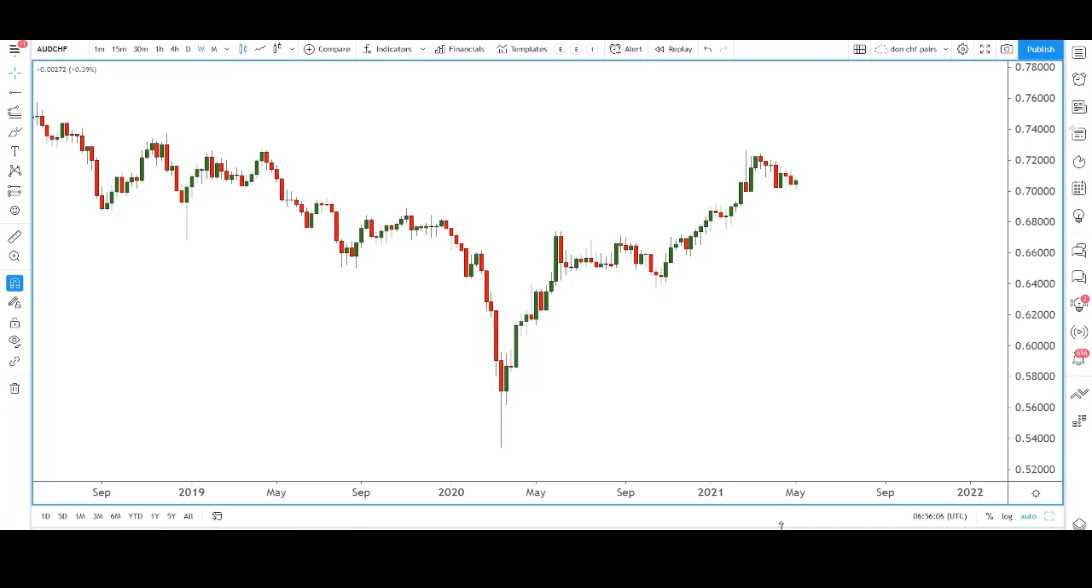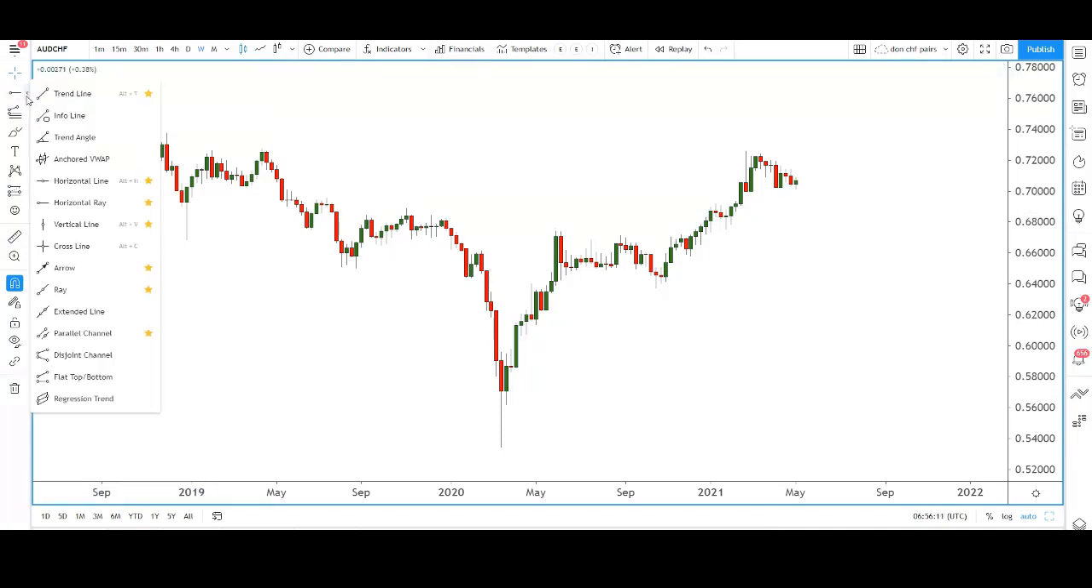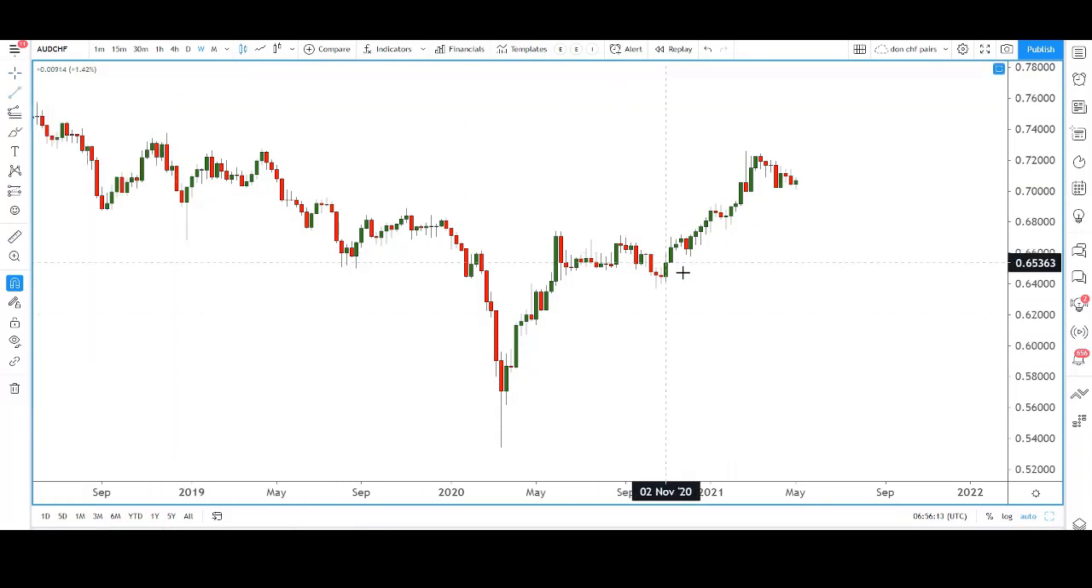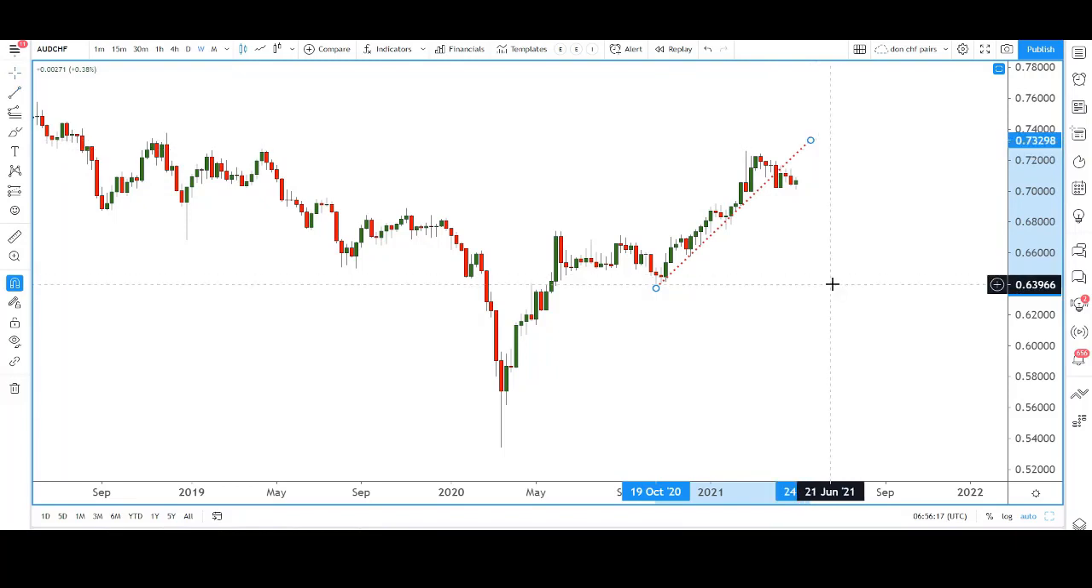To today's trade of the day, and for today's trade of the day I'll be looking at the Aussie franc. We're taking a look at it on the weekly time frame, a long-term look, and you can see immediately that if I draw this ascending trend line, the trend line has been broken, came back for a retest, and looks to be pushing much lower.